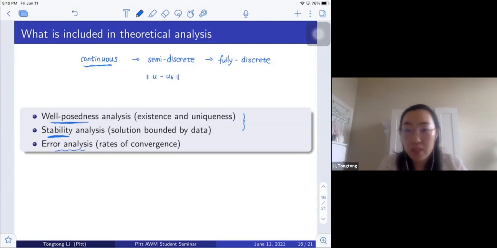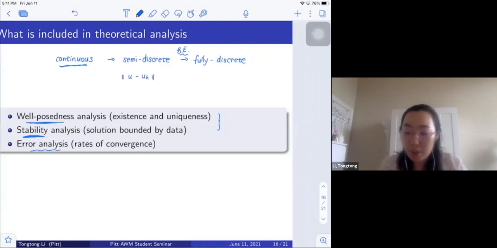Now for the fully discrete case, it is exactly the same procedure. But since we usually care more about space instead of time, the natural choice for the fully discrete case is the backward Euler method. And all the theoretical analysis, the well-posedness, stability, and error analysis, would carry on from the semi-discrete case. In my paper, we focus on the continuous case and semi-discrete case, but for the fully discrete case, we just present the final idea without giving specific details. So that's the theoretical part.